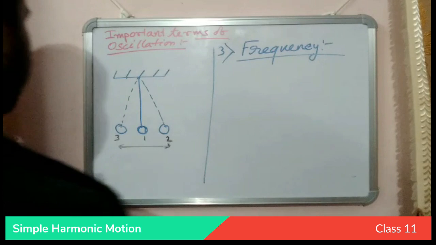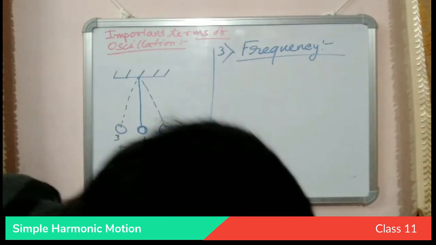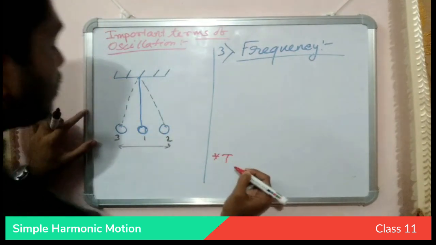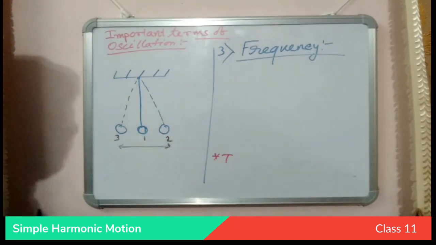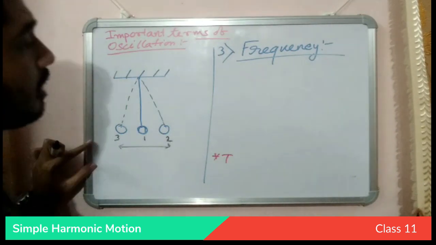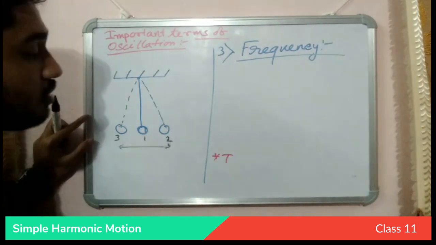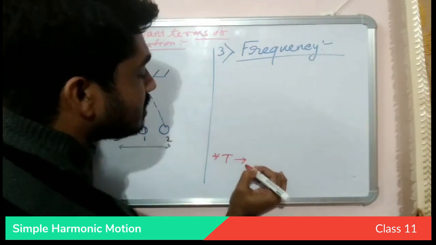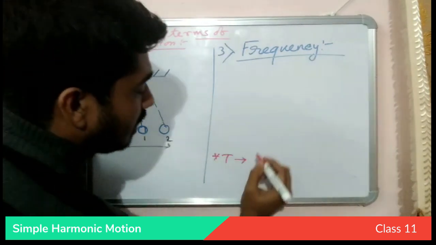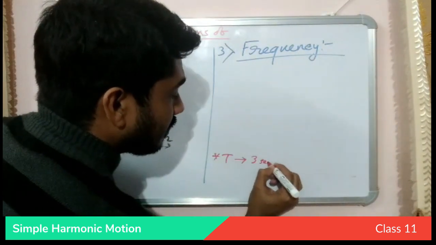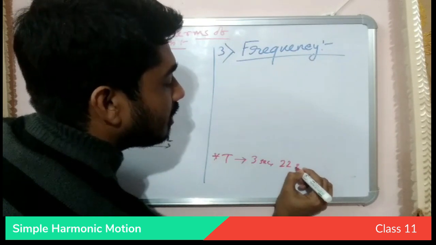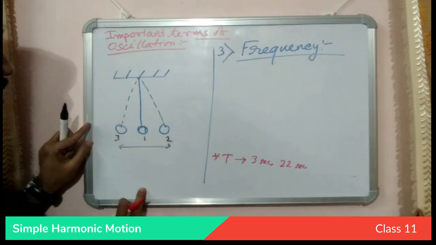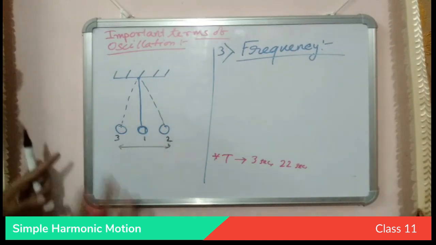So what is frequency? In the previous term, it was our time period T, that is the total time to complete a complete oscillation. It is an experimental value, and it could be any value like 3 seconds or 22 seconds, depending on the length of the pendulum and the force, or depending on the length of the pendulum particularly.